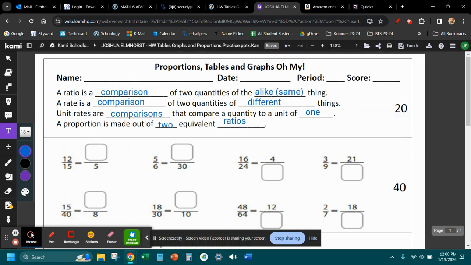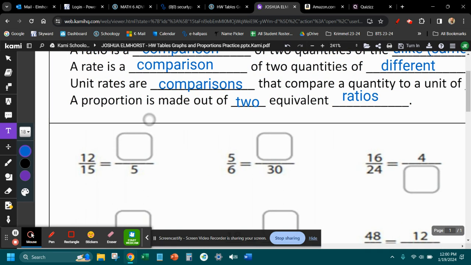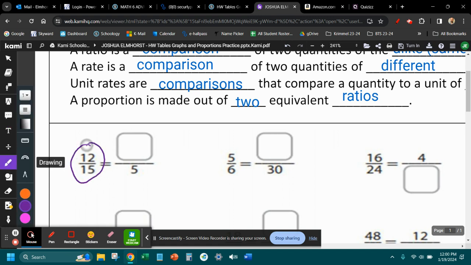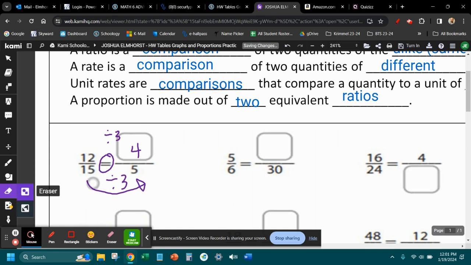So down below, what would we do to this first ratio to make it equivalent to a number out of 5? 12 out of 15 would be equal to what out of 5? Divide by 3. So we're going to do a factor, divide both of these by 3. So in the middle, in order to keep these equivalent, we're going to divide the top and the bottom of the ratio by the same factor.